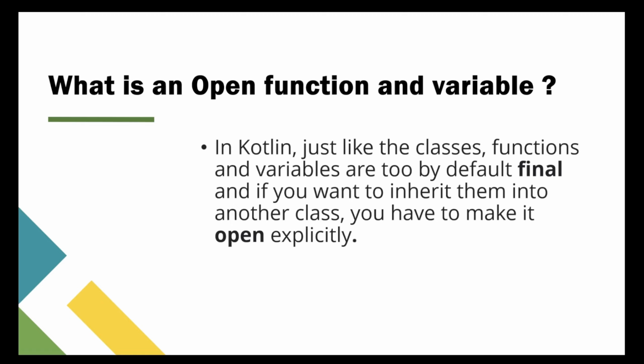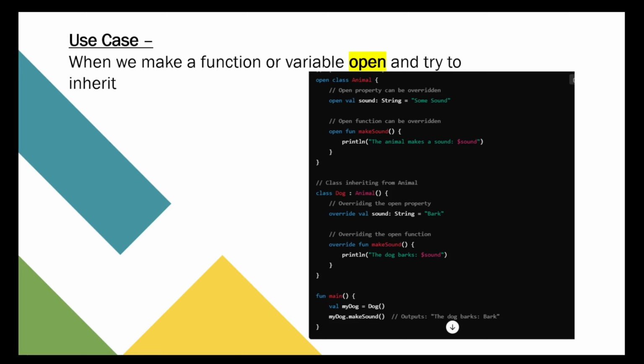It is similar to an open class, where you have to put the open keyword in front of the function or a variable if you're trying to inherit or override them. For example, if you see this code snippet, I've made the class Animal open, which means if in the derived class Dog I want to extend this, it will be easy to get the extension. There will be no error.